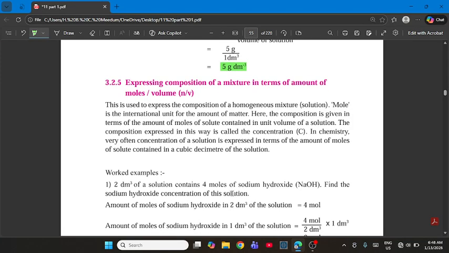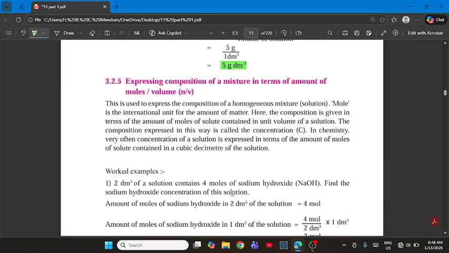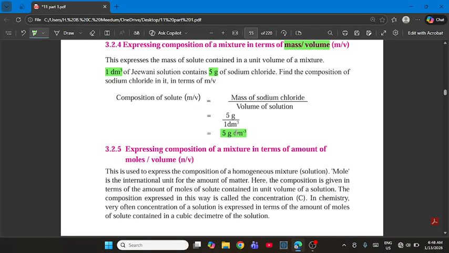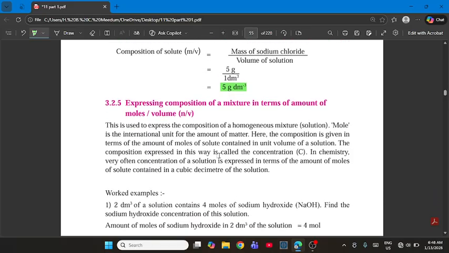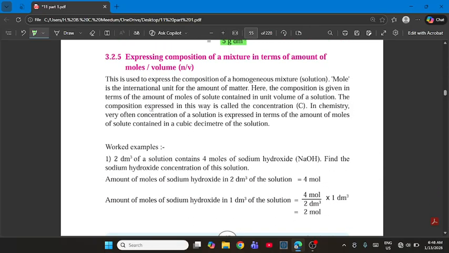Expressing composition of a mixture in terms of amount of moles over volume. Now here we took grams over volume. Similarly we can take number of moles over volume. This is used to express the composition of a homogeneous mixture.